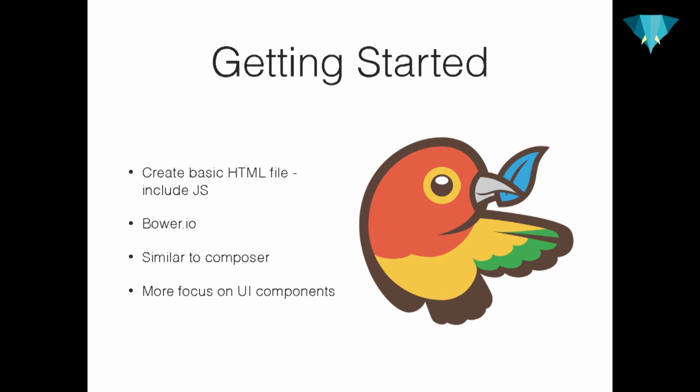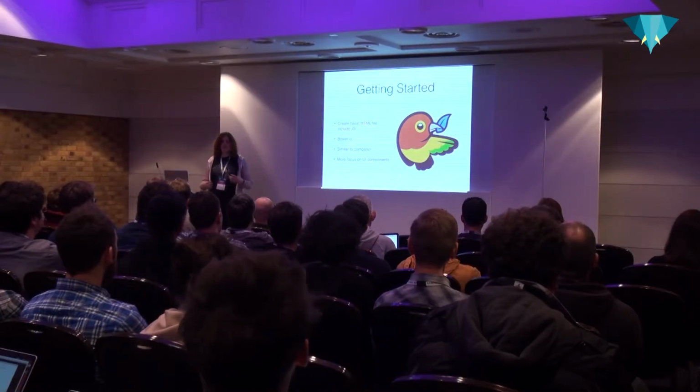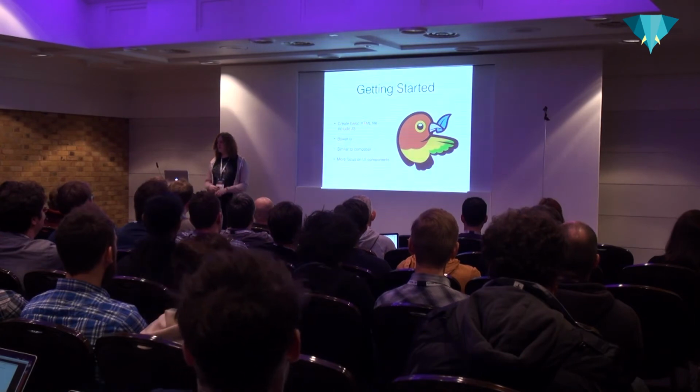I won't show you this because when I initially wrote this talk, I had about 10 slides of me installing stuff into different environments, but it wasn't terribly exciting. Basically, all you have to do is include some JavaScript files into your HTML template. I choose to pull these in using Bower. Bower is really similar to Composer, but for front-end components, such as HTML boilerplate and things like that. It has a real focus on UI components. You can also use NPM if you prefer.